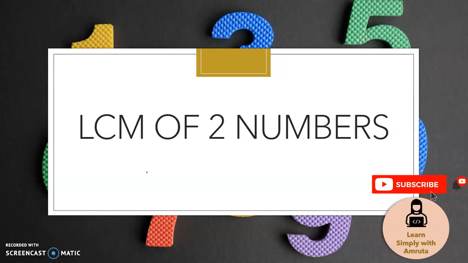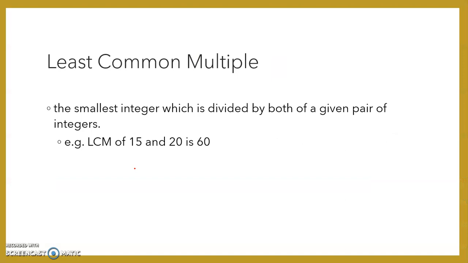Let us learn the LCM of two numbers. Basically, what is LCM? What is the long form of LCM? So LCM is least common multiple. Okay, so what is LCM? Least common multiple is the smallest integer which is divisible by both of a given pair of integers.